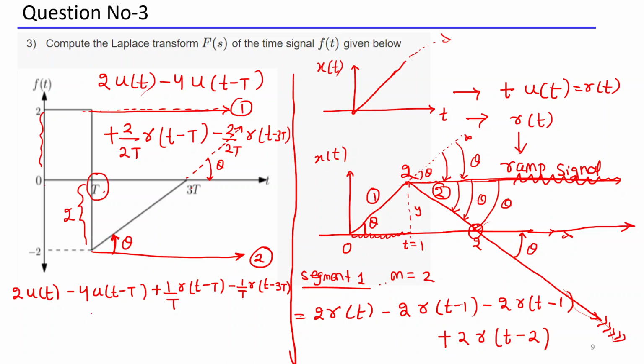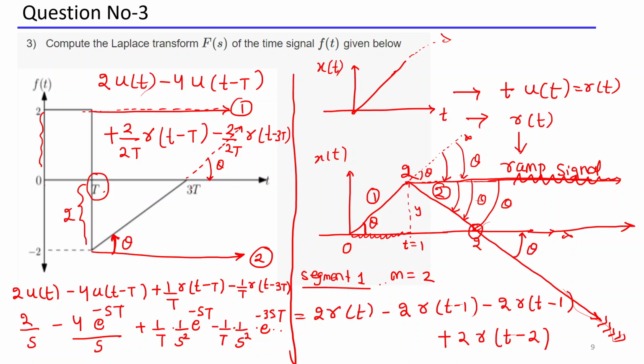Now for this equation he is asking us to find the Laplace transformation. So find the Laplace transformation: 2 divided by s, minus 4 into e to the power minus sT divided by s, plus 1 by T, r(t) is nothing but t into u(t), so 1 by s squared will become the Laplace domain, and this will be e to the power minus sT, minus 1 by T into 1 by s squared into e to the power minus 3sT.